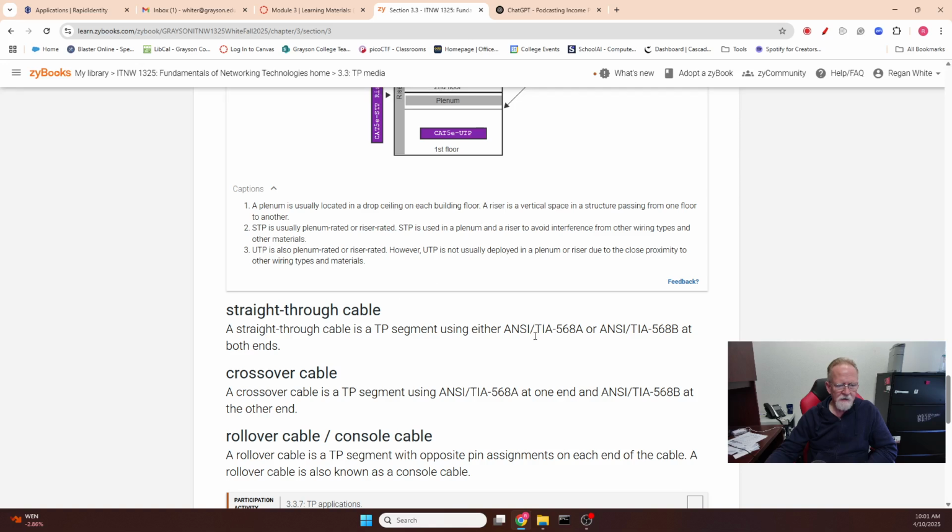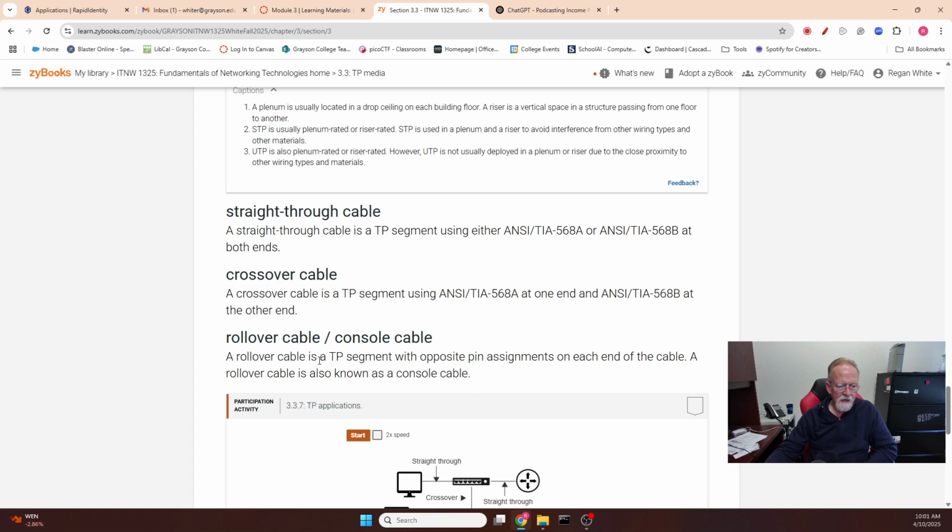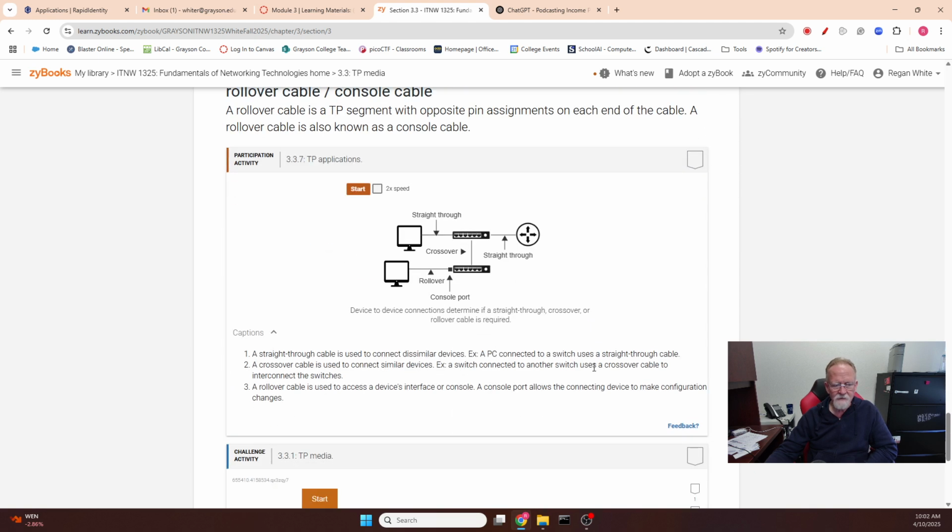Straight through cable: this is a cable that either has 568A or 568B pattern on both ends. A crossover alternates. One end is 568A, the other is 568B. A rollover or console cable is a twisted pair segment with opposite pin assignments on each end. So a rollover cable is also known as a console cable. These are specialized cables. We will not be studying them any deeper. You just need to know that they exist.